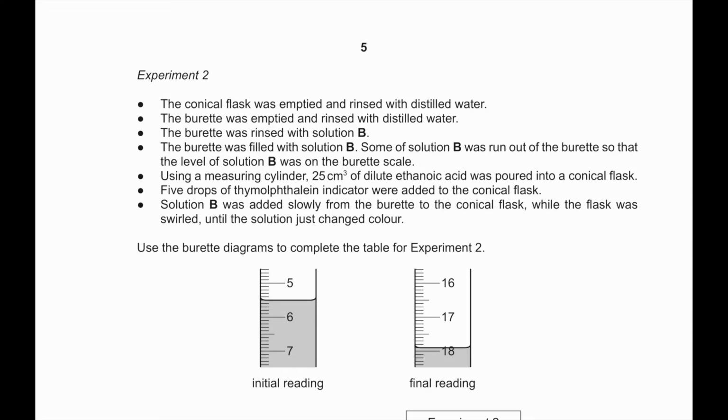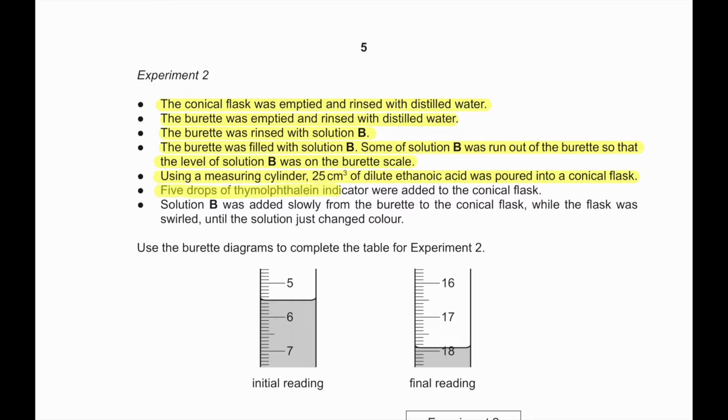Experiment 2. The conical flask was emptied, rinsed with distilled water. The burette was emptied, rinsed with distilled water. The burette was rinsed with solution B. The burette was filled with solution B. Some of the solution B was run out of the burette so that the level of the solution B was on the burette scale. Using a measuring cylinder, 25 cm³ of ethanoic acid was poured into the conical flask.